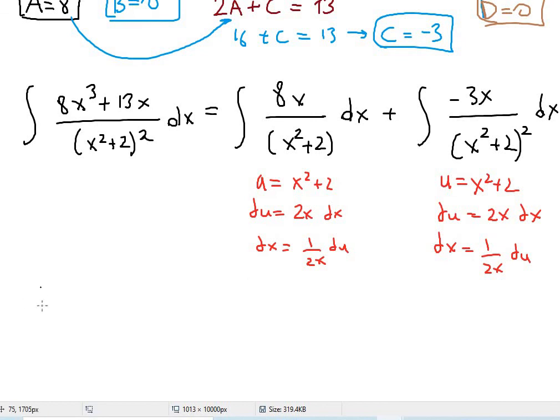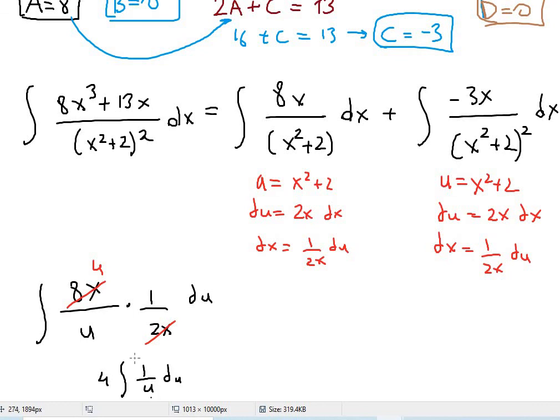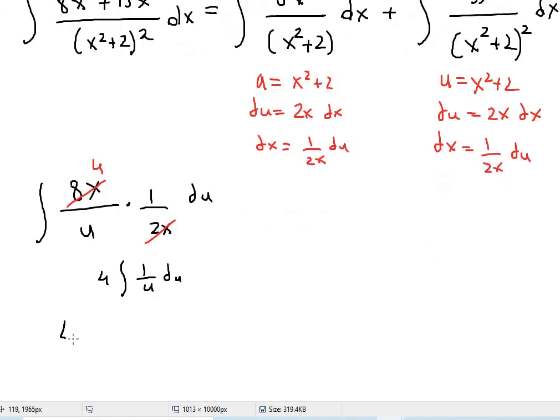For the first integral, we have 8x over u. Instead of dx, we have 1 over 2x du. Here 8x divided by 2x is 4, and if you pull 4 to the front, it's going to be 4 times the integral of 1 over u du. We know that the antiderivative of 1 over u is ln of u, so it's going to be 4 ln of u, and we can bring u back, it's going to be x squared plus 2. We don't need the absolute value sign here, normal parentheses is okay, because x squared plus 2 is positive.